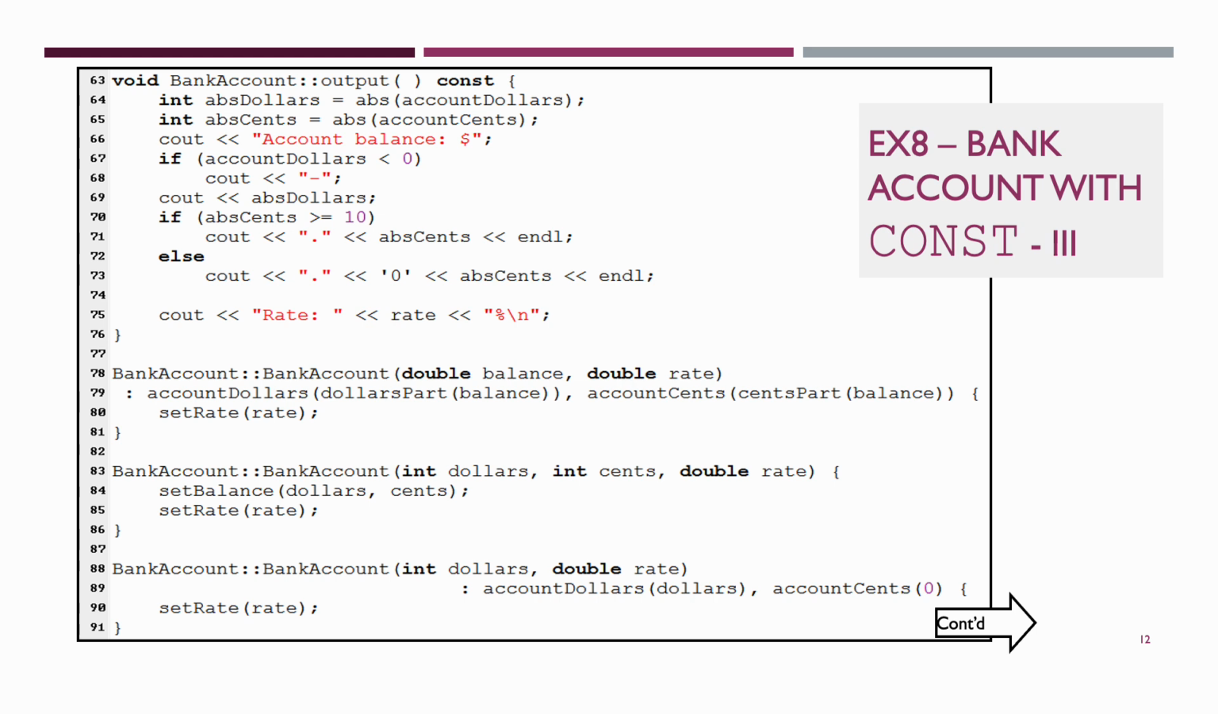The second one allows the user to initialize the account with separate dollar and cent values. It calls the setBalance method to set both parts of the balance, then calls setRate to set the interest rate. The third one initializes the account with a dollar amount and an interest rate, defaulting the cents to 0. It assigns the account dollars directly and sets account cents to 0 before calling setRate to set the rate.